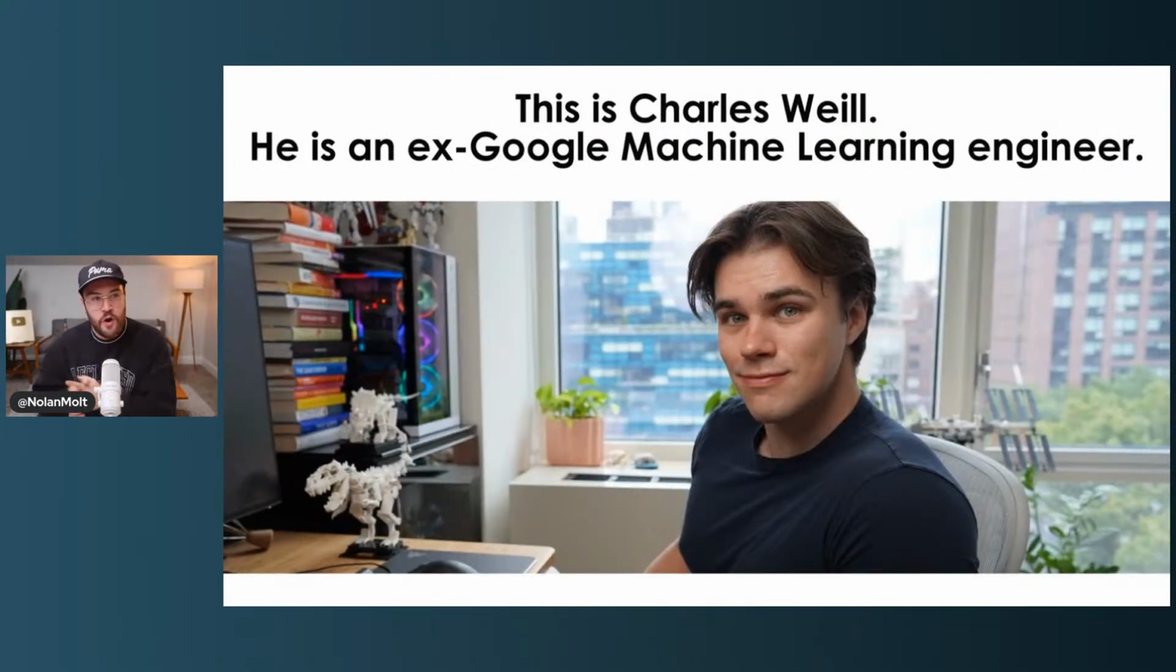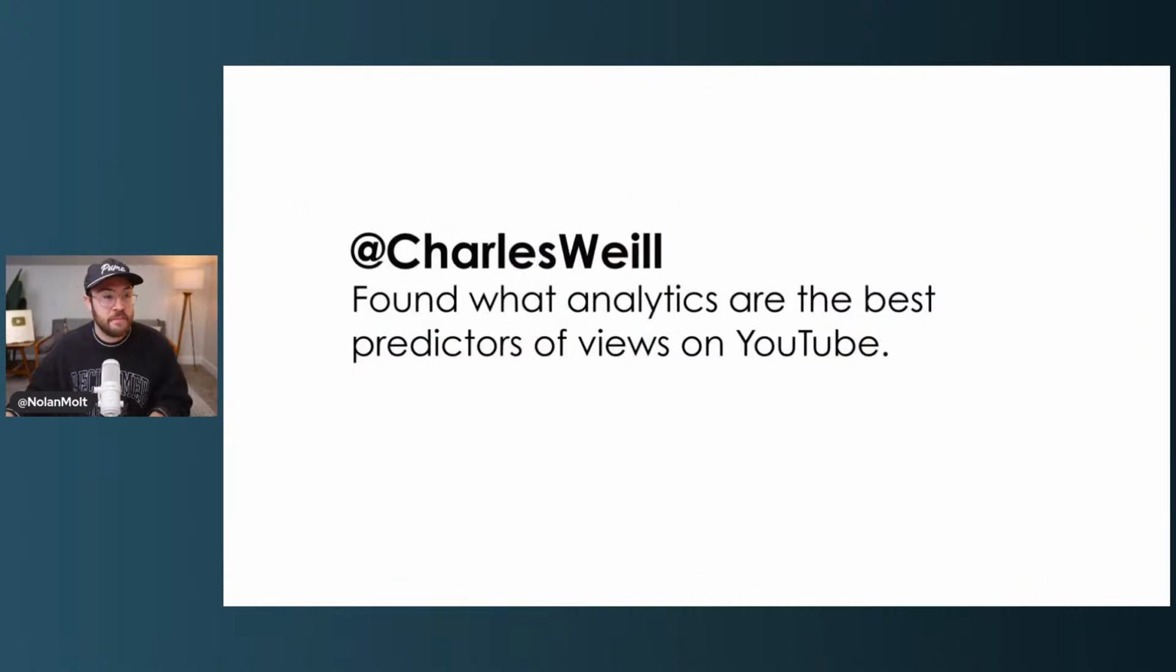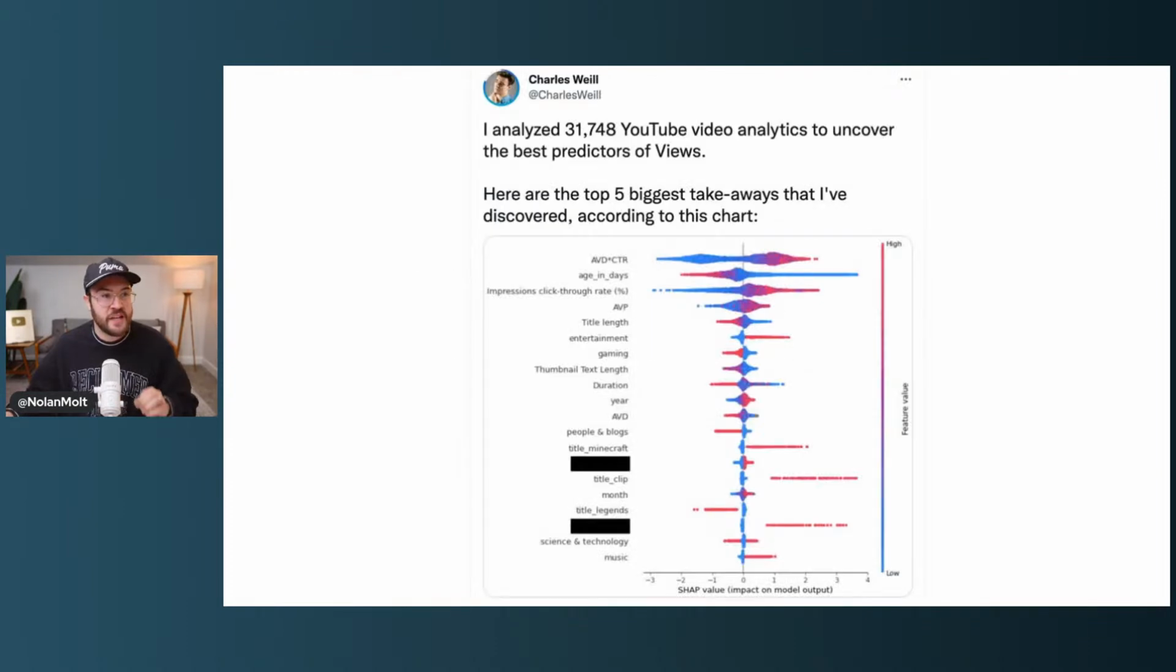So this right here is Charles, and I follow him on Twitter. He is a really smart guy. He's actually an ex-Google machine learning engineer. And he did a really interesting study where he basically found out what analytics are the best predictors of views on YouTube. And when I was looking into this tweet thread, I found it so interesting. You can see here that he analyzed almost 32,000 YouTube video analytics. And what he uncovered, again, was the best predictor of views. And he shared some of the biggest takeaways from this.